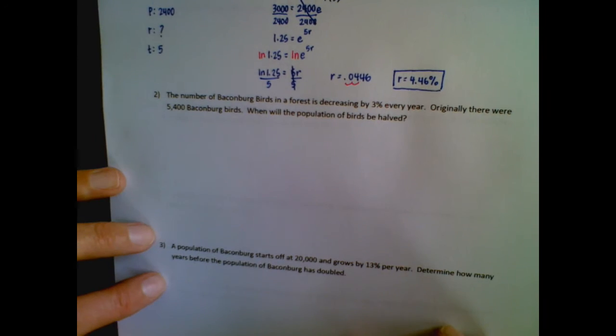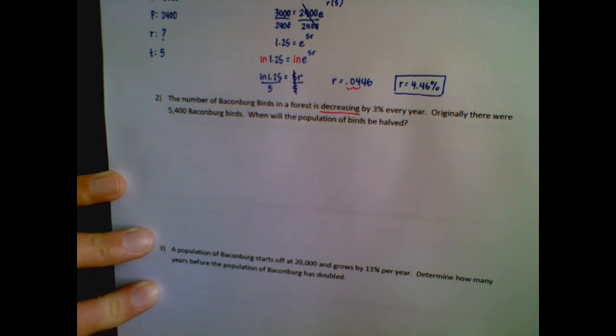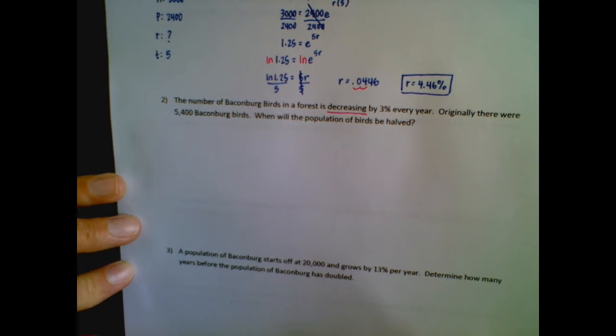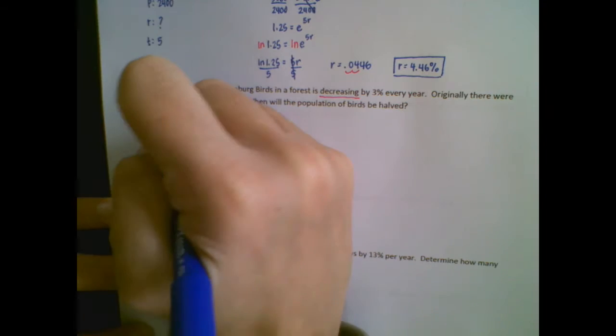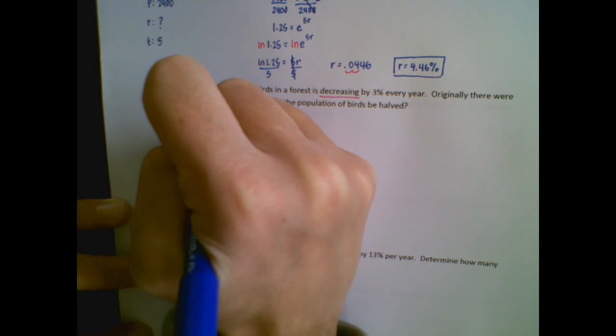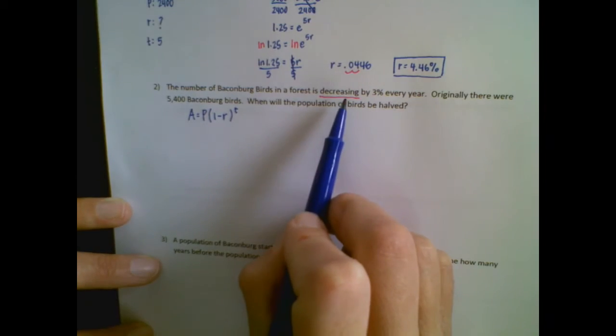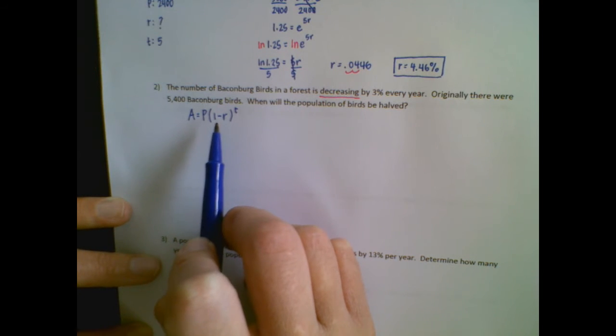The number of Baconburg birds in a forest is decreasing by 3% every year. So here's our keyword here, decreasing. Originally, there were 5,400 Baconburg birds. When will the population of birds be halved? So if we're talking about decreasing, we're talking about exponential decay. So that tells us that the formula that we want to use is A is equal to P times (1 minus r) to the t. And since we're decreasing, that's why we're using the minus in there.